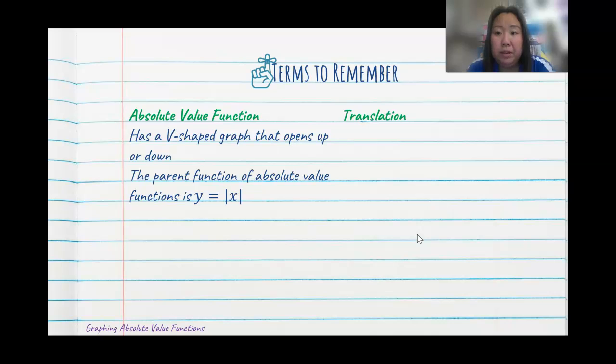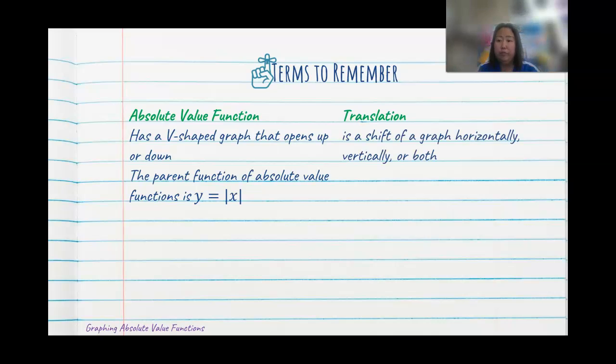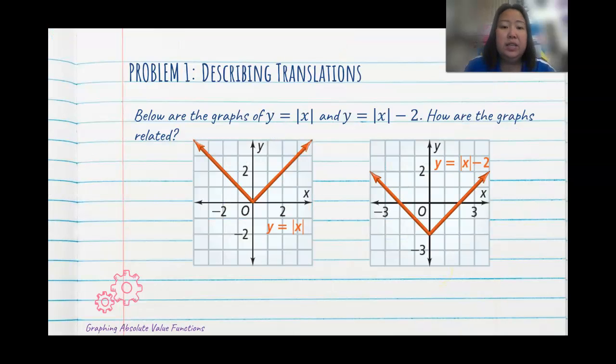Now, when we talk about translation, it's going to be the shift or the movement of the graph either horizontally, vertically, or sometimes you can move the graph in both directions, all right? So let's have some examples here. So how can we describe the translation?